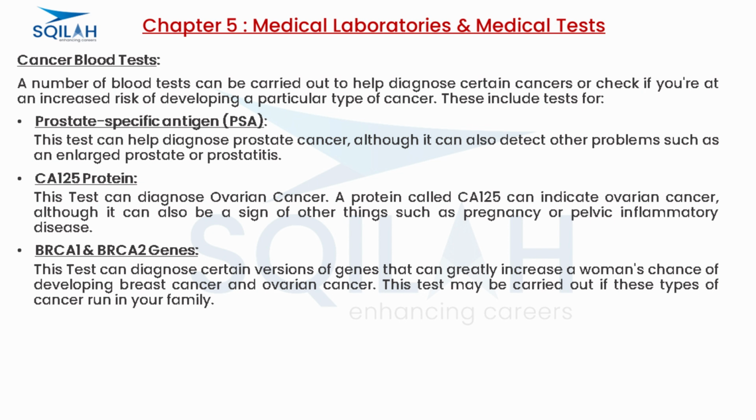CA125 protein. This test can diagnose ovarian cancer. A protein called CA125 can indicate ovarian cancer, although it can also be a sign of other things such as pregnancy or pelvic inflammatory disease. BRCA1 and BRCA2 genes. This test can diagnose certain versions of genes that can greatly increase a woman's chance of developing breast cancer and ovarian cancer. This test may be carried out if these types of cancer run in your family.